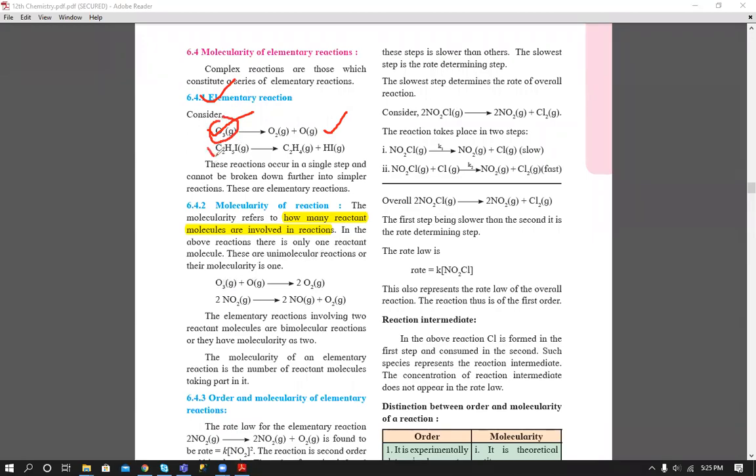And in the other reaction there is also one reactant, so it is also called a unimolecular reaction. So molecularity refers to the number of reactant molecules involved. In this reaction, the number of reactant molecules is 2, that's why it is bimolecular. In this reaction, the number of reactant molecules is 2, that's why it is also a bimolecular reaction. The molecularity of an elementary reaction is the number of reactant molecules taking part in it. So I hope you have understood what is molecularity.